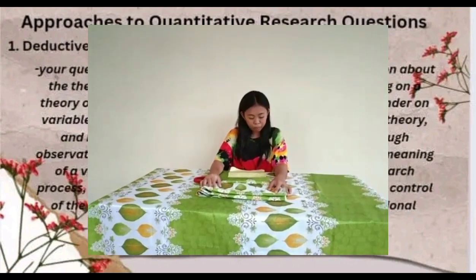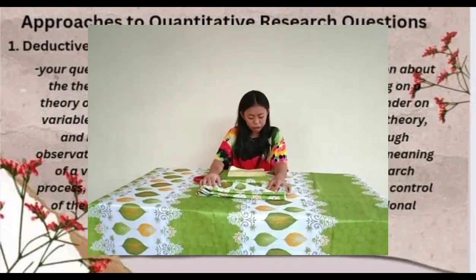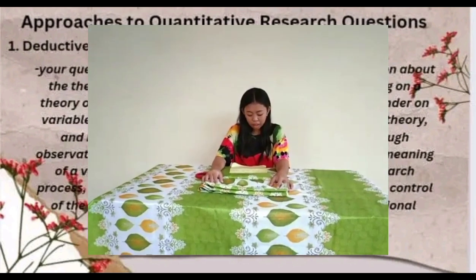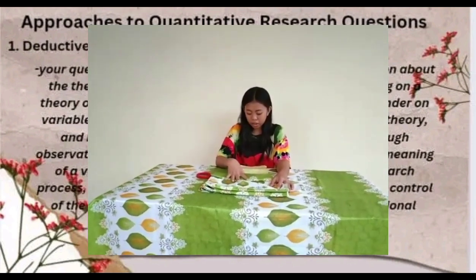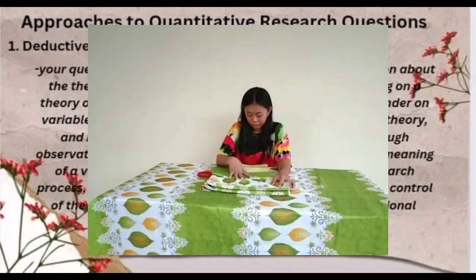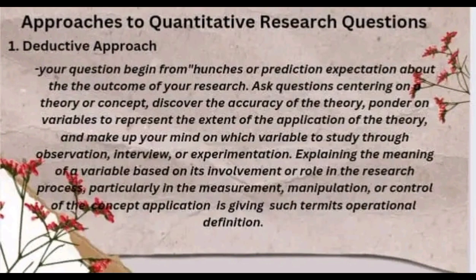First is the deductive approach. In the deductive approach, your questions begin from hunches or predictions, expectations about the outcome of your research. Ask questions centering on theory or concept. Discover the accuracy of the theory. Ponder a variable to represent the extent of the applications of the theory, and make up your mind on which variable to study through observations, interview, or experimentations.